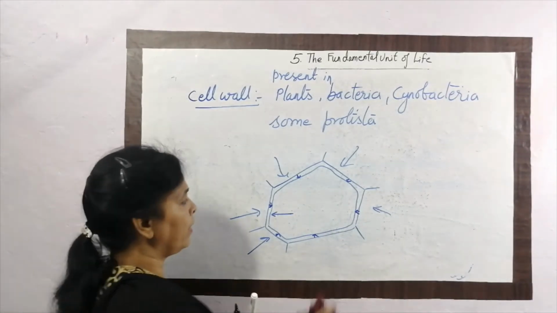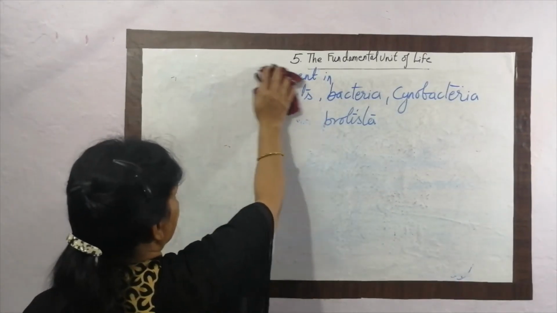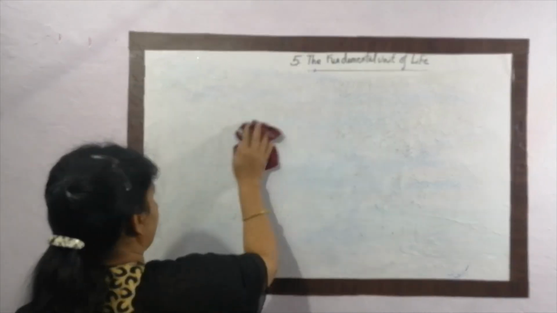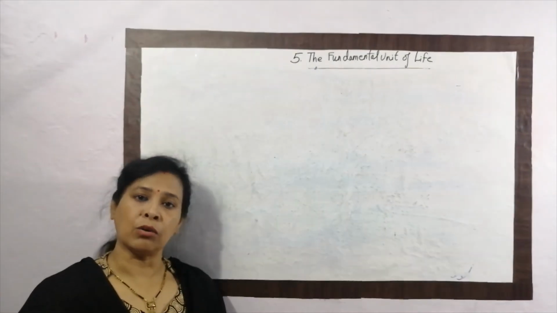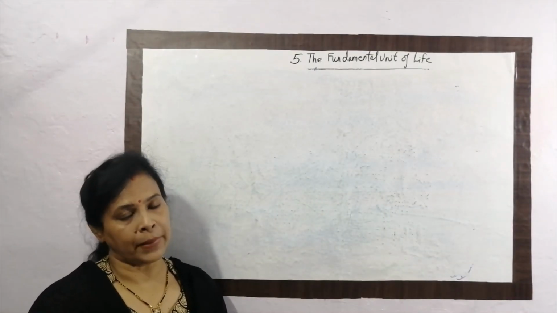तो आज हमने क्या पढ़ा? We studied about the second cell organelle, that is the cell wall, which is present in plant, bacteria, cyanobacteria, and some protista also. What is the cell wall? It is the outermost rigid protecting layer which is present only in the plant cell.